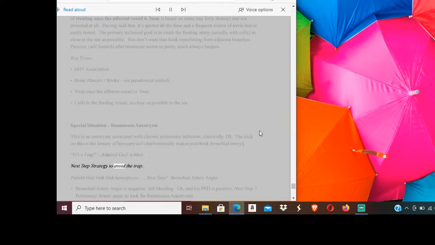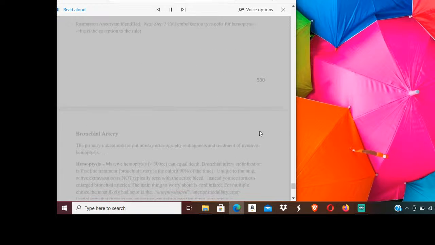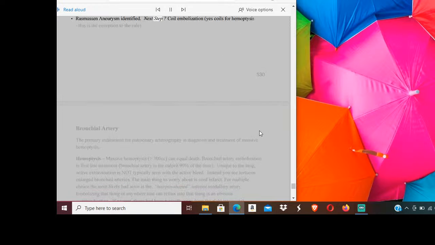Next step, strategy to avoid the trap: patient blah blah blah hemoptysis. Next step. Bronchial artery angio is negative, still bleeding. Oh, and his PPD is positive. Next step. Pulmonary artery angio to look for Rasmussen aneurysms. Rasmussen aneurysm identified. Next step. Coil embolization. Yes, coils for hemoptysis; this is the exception to the rule.